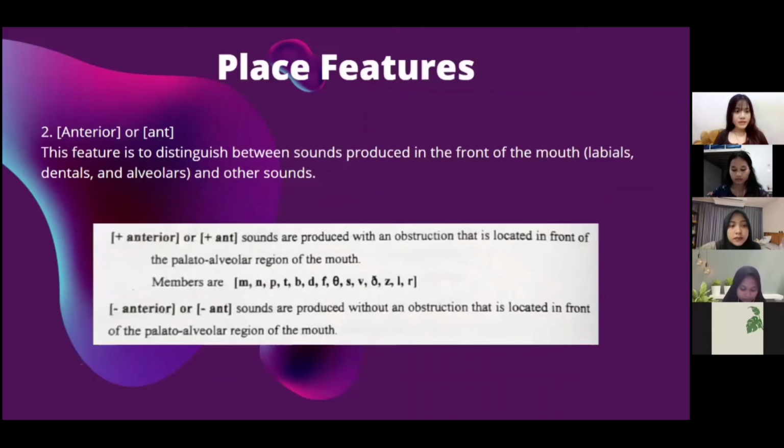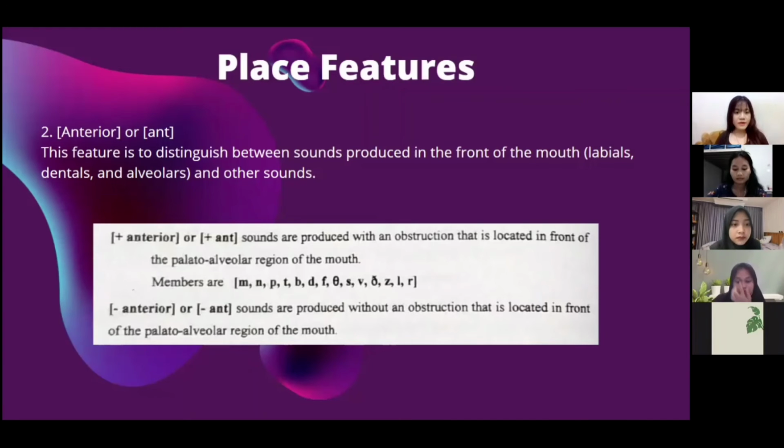So it's anterior or end. This feature is to distinguish between sounds produced in the front of the mouth, which are labials, dentals, and alveolars, and other sounds. Plus anterior or plus end sounds are produced with an obstruction that is located in the front of the palato-alveolar region of the mouth. Members are m, n, p, th, b, and the others.